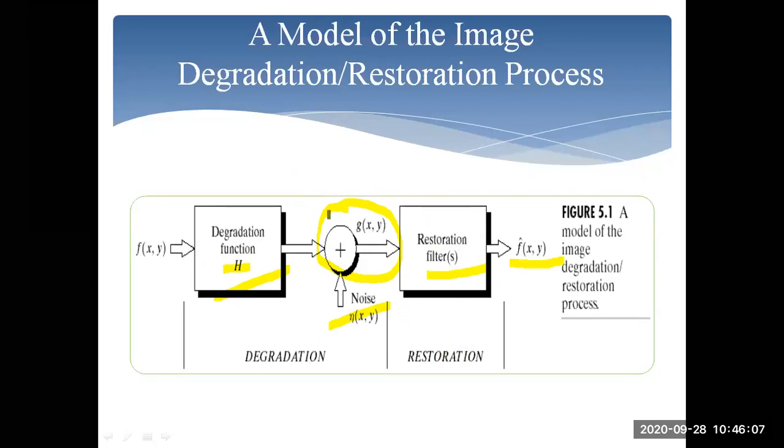So what happens up to now? g of x comma y is a convolution of two functions and addition of this noise image. Now we have to use this restoration function, which is deconvolution as well as the deconvolution filter. So this block contains two operations. What are those? One is deconvolve. What is the reason? We have to remove this degradation estimation and also this noise. That is what I am saying.